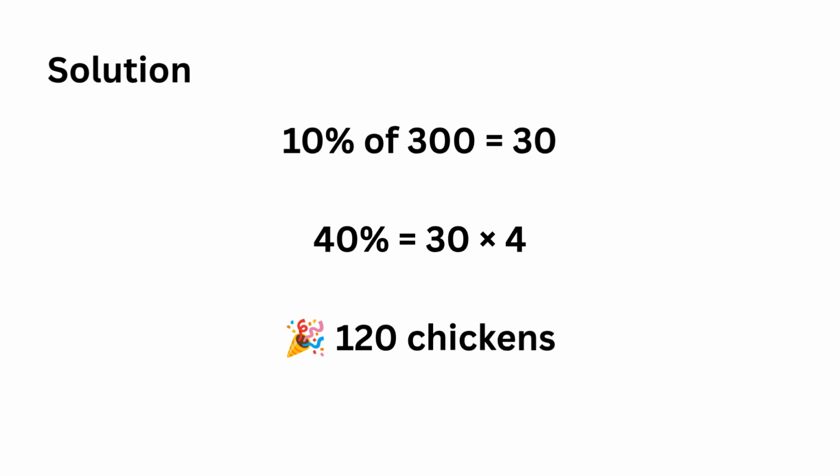That's 40%, right? So 30 times 4 equals 120. 30 is 10%. Multiplied by 4, you get the 40%. So 30 times 4 equals 120. Therefore, 120 chickens are white. That's a lot of chicken.